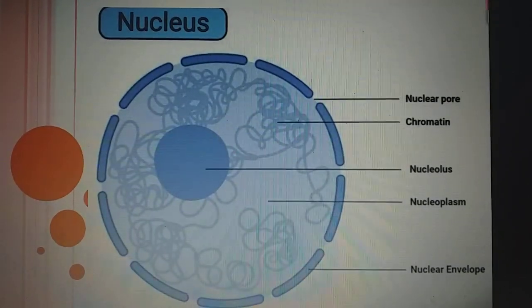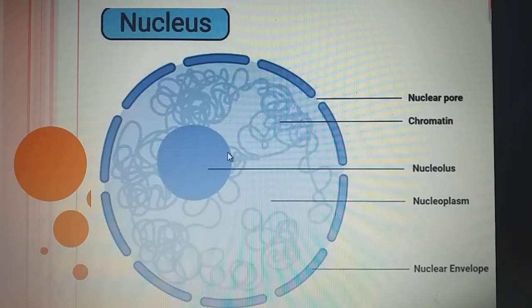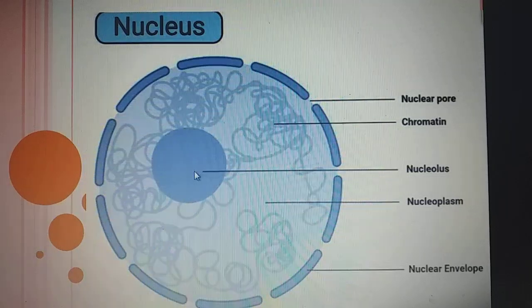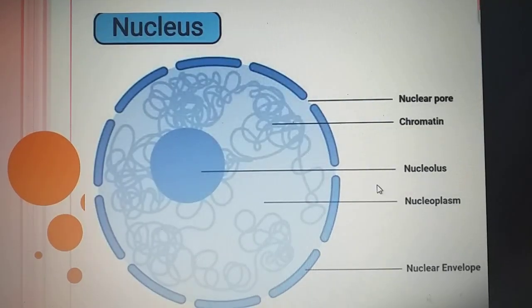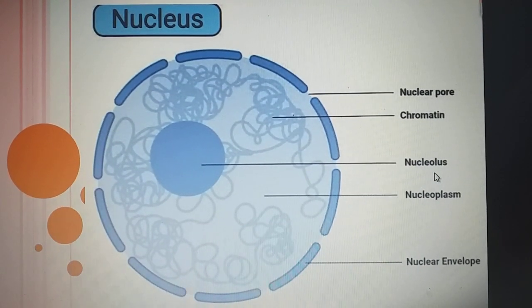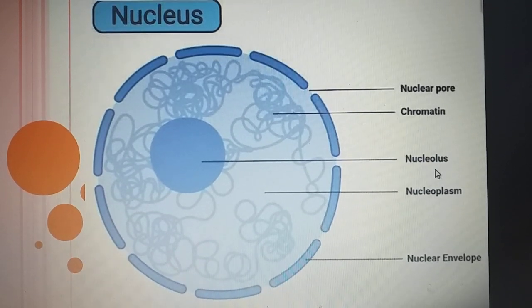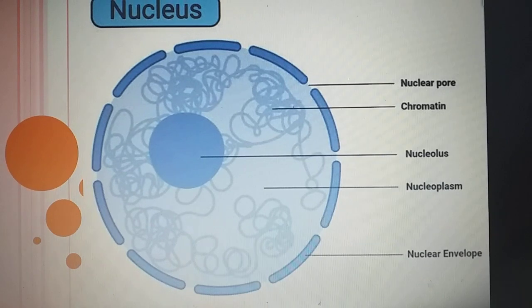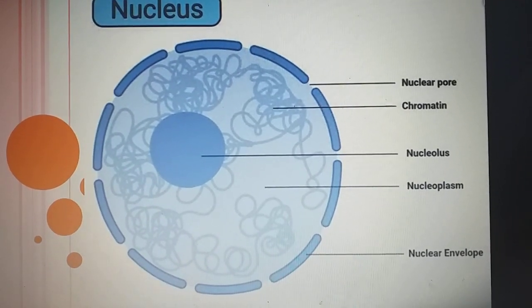Now next we have to study the nucleolus. See, this round mass is known as the nucleolus. I think you are able to see this. This round mass is known as the nucleolus. So the nucleolus is a nearly rounded structure found inside the nucleus. In certain cases, a nucleus may have more than one nucleolus.